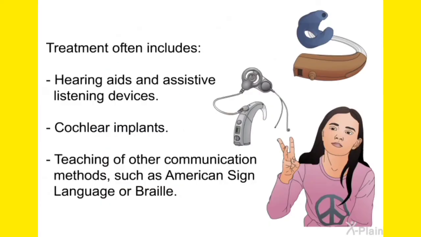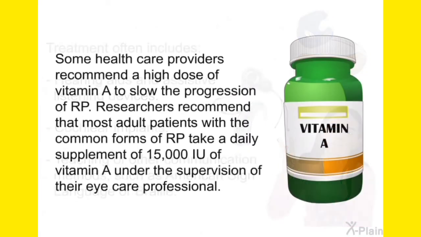Other treatment options can be, number 1, hearing aids, which are given to the baby or the child, assisted listening devices, cochlear implants, and teaching of other communication methods like American Sign Language. You can teach the baby by American Sign Language, or you can use Braille. What is Braille? Braille is a system where blind people can understand by touching the paper. The paper has certain dots which are raised so that blind people can feel it and understand. So these are the methods.